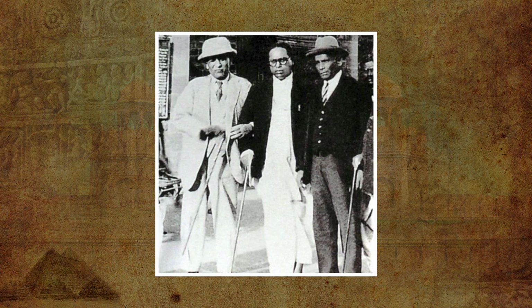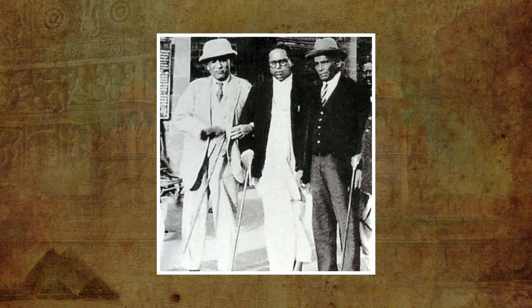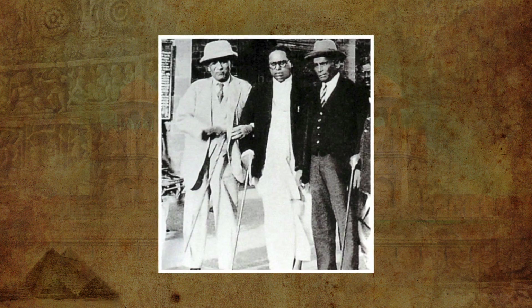Another problem was with the so-called depressed classes. Gandhiji considered himself a leader of the depressed classes, but B.R. Ambedkar clashed with Gandhiji at the second round table conference, where he demanded separate electorates for Dalits. This was a major blow to Gandhiji because he considered himself to be a propagator of the Dalits. The British government conceded Ambedkar's demand.